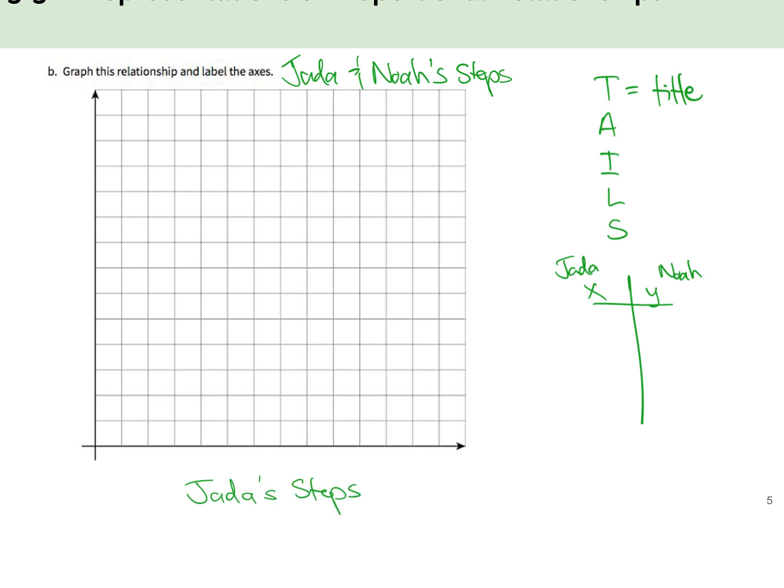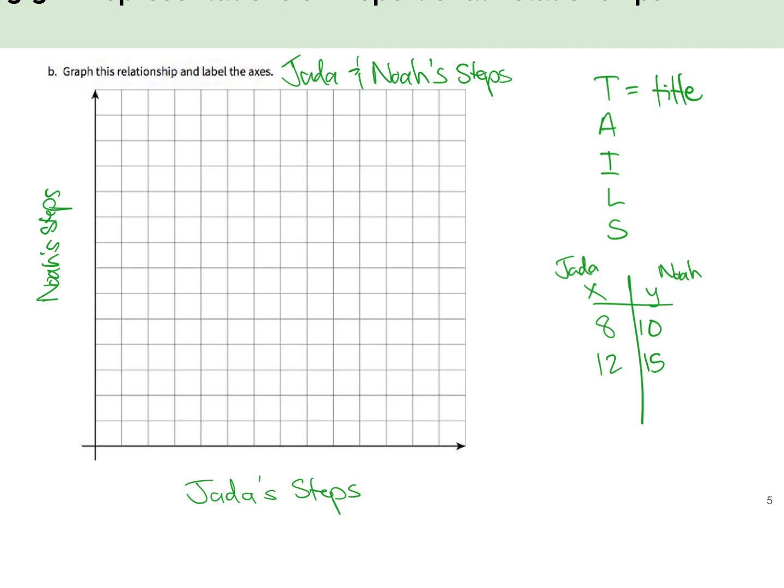And then Y is Noah's steps, right? And then remember our table looked like this: we had 8 and 10, and then 12 and 15. So we want to go ahead and graph this, right? So we want to come up with a scale for Jada.